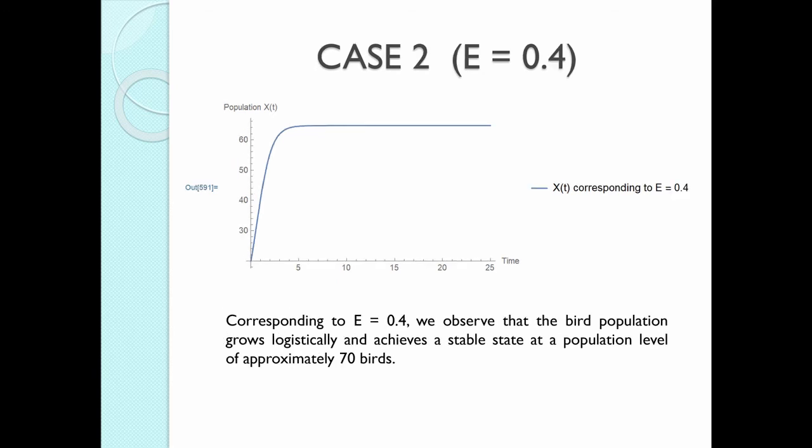Case 2. E is equal to 0.4. Corresponding to this value, we again solve the differential equation numerically and plot it to observe that the bird population grows logistically and achieves a stable state at a population level of approximately 70 birds, this time lower than our previous case of E is equal to 0.1.